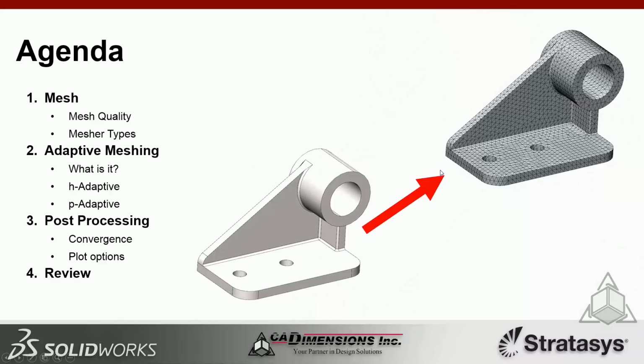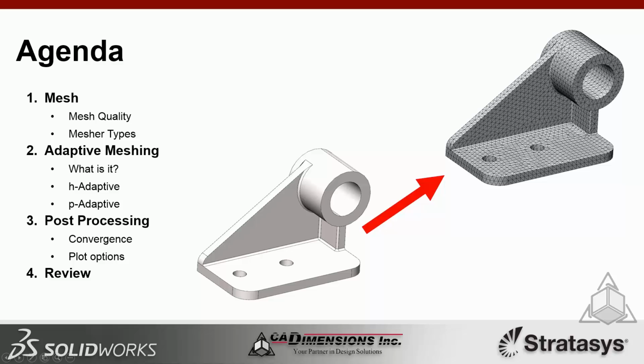SOLIDWORKS simulation has a couple of different types of mesh with a few different meshers. We'll discuss these first. Once we understand all of our different meshing options, we can delve further into adaptive meshing. We'll then discuss a few different methods to post-process our simulation results and verify that we have come to convergence.